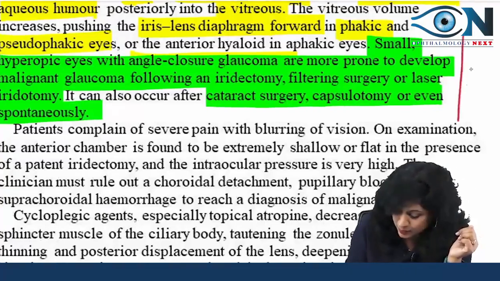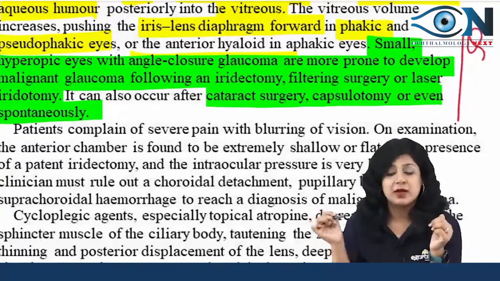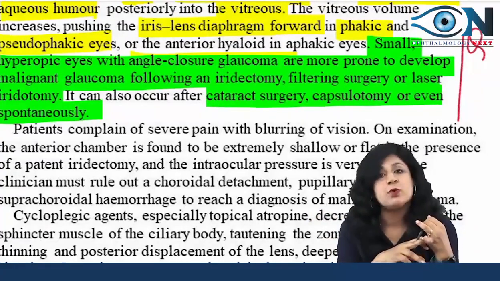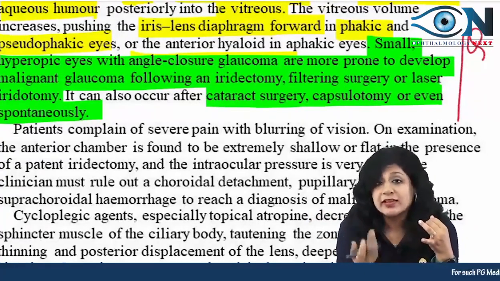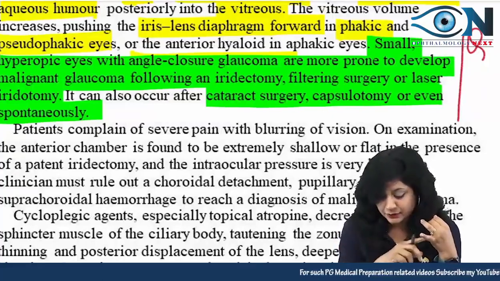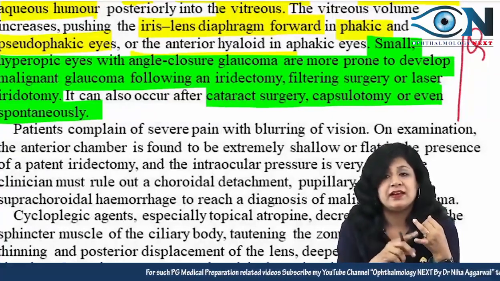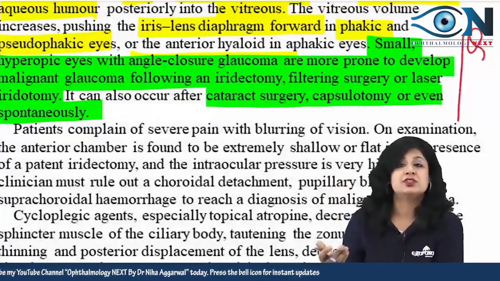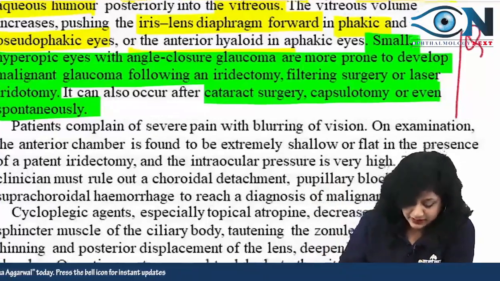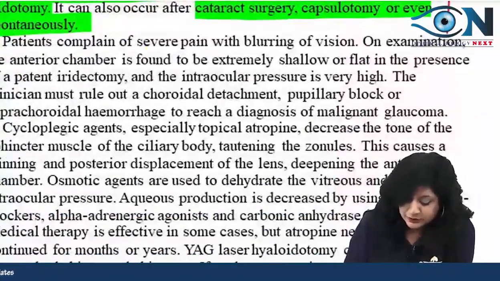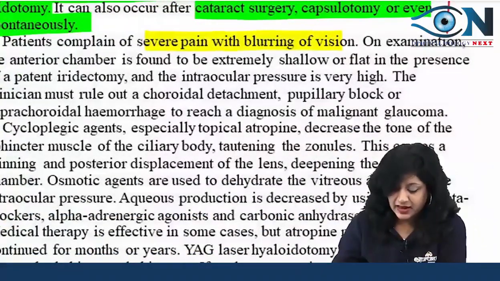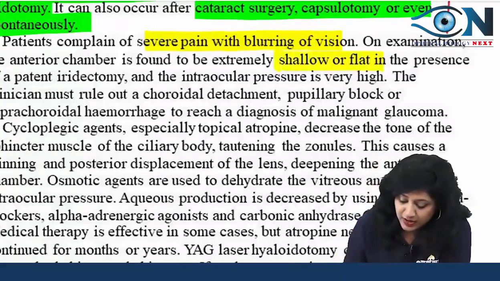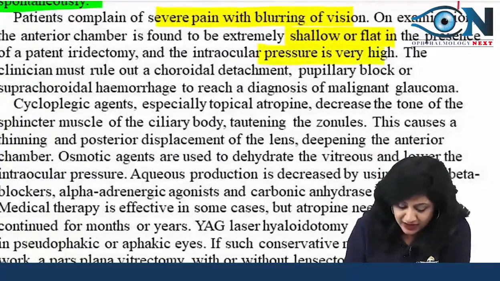So, these are your important causes of malignant glaucoma, especially the small eyes that have angle closure glaucoma, very prone to develop this malignant glaucoma because already their angle is shallow. Following any surgery that we are performing like iridectomy, filtration surgery, or laser iridotomy, it can occur, and also after cataract surgeries, capsulotomies, anything. These patients will complain of severe pain with blurring of vision, and on examination, it will be an extremely shallow anterior chamber, and IOP is very high.